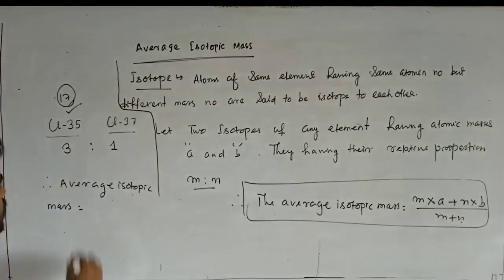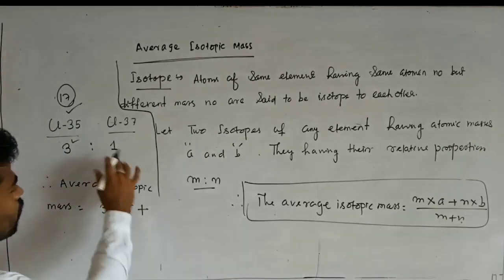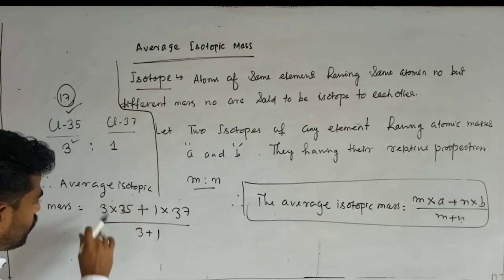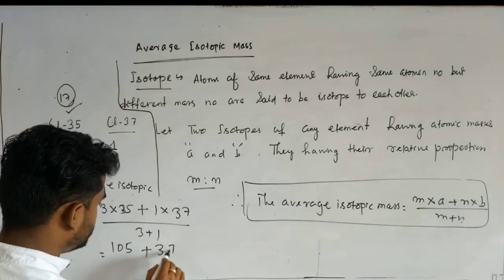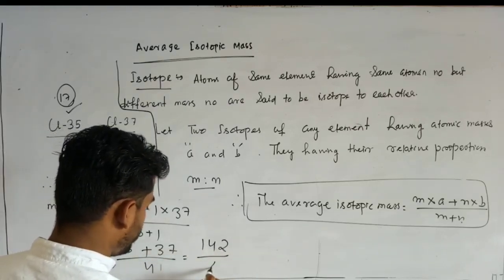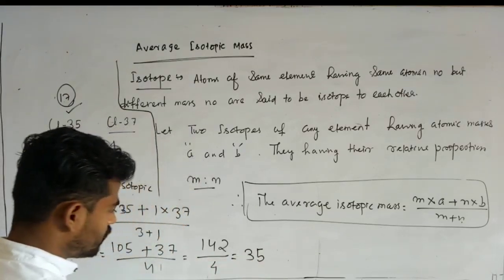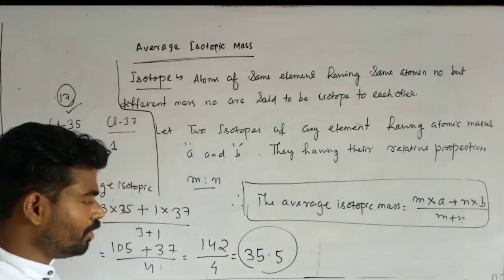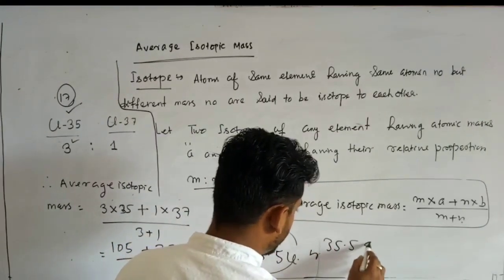So the average isotopic mass can be calculated by applying this formula: 3 into 35 plus 1 into 37 divided by 3 plus 1, that is 105 plus 37 divided by 4, that is 142 divided by 4, that will be equal to 35.5. So chlorine's atomic weight we write as 35.5 u or 35.5 AMU, atomic mass unit.